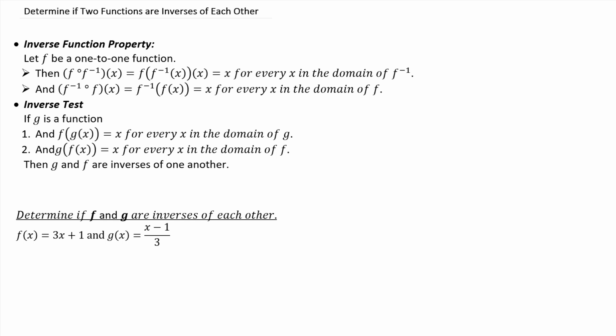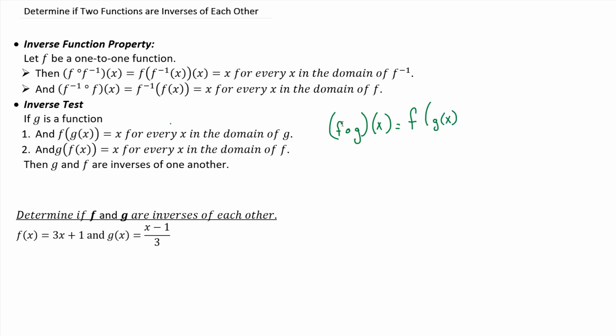So if we want to determine if f of x equals 3x plus 1 and g of x equals x minus 1 over 3 are inverses of each other, we just need to compose in both directions and see if we get x back. So I'm going to start off with f composed with g of x. So another way to write that is f evaluated at g of x.